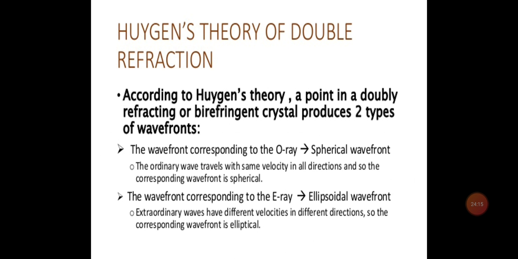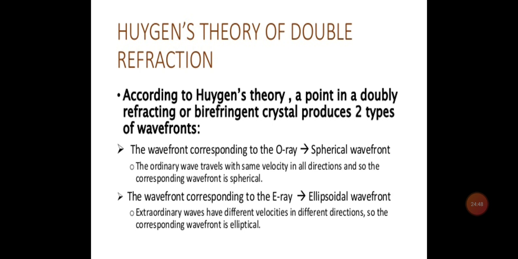Now the next topic is Huygens' theory of double refraction. Huygens' theory says that whenever double refraction occurs, the crystal produces two types of wavefronts. The wavefront corresponding to the O ray is spherical, because we know that the ordinary ray travels with the same velocity in all directions. So the corresponding wavefront will obviously be of spherical shape.